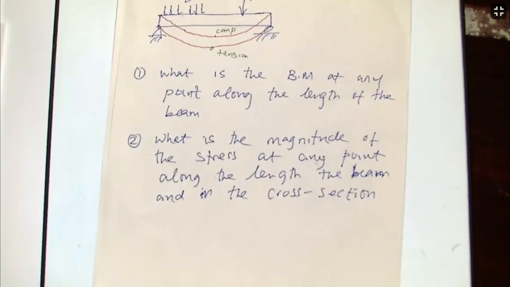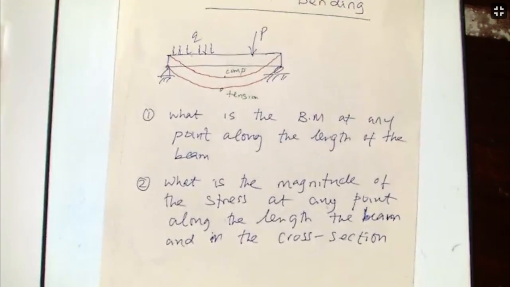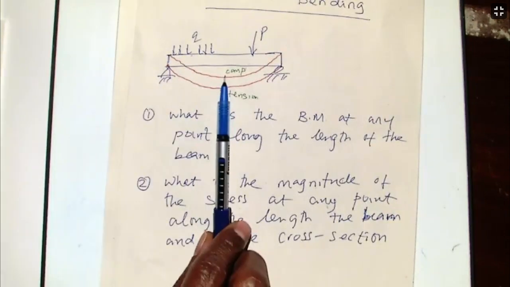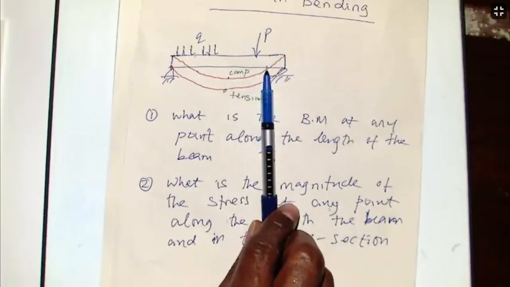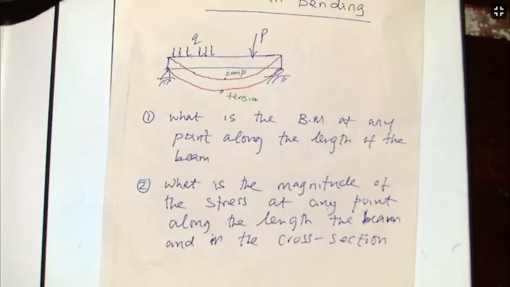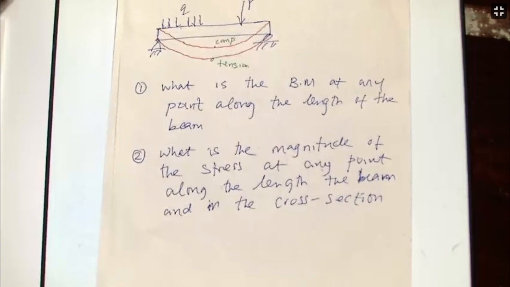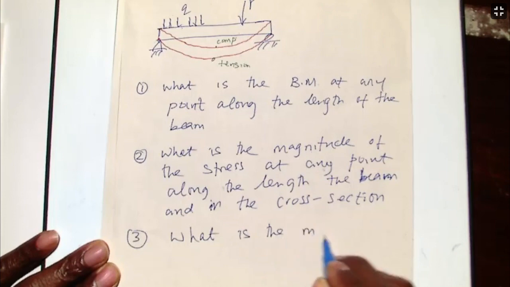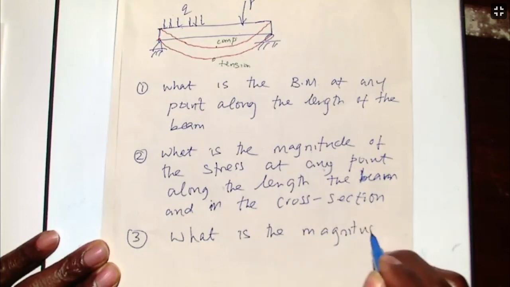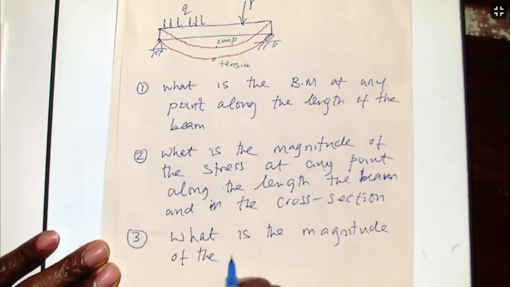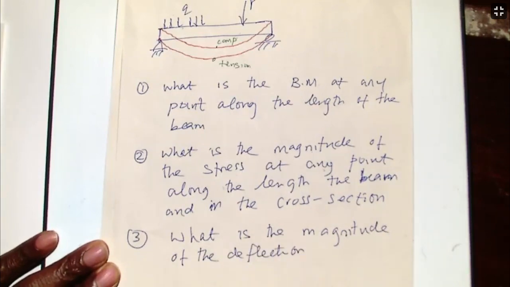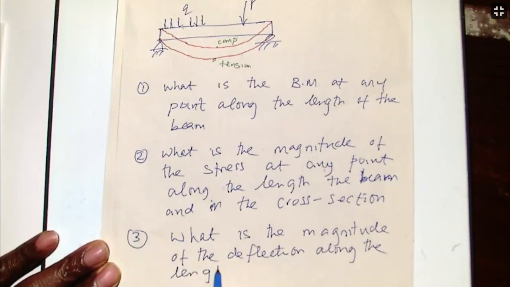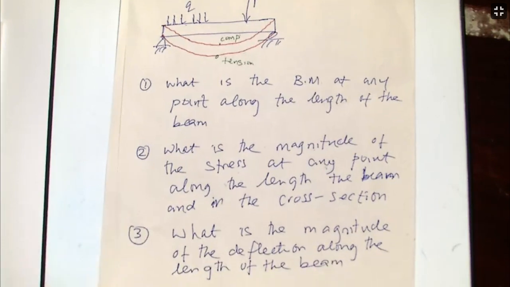We know the beam has deformed, so from that rough shape, we know that the magnitude of the deflection, for example, there is greater than the deflection at that location. We also want to find what is the magnitude of the deflection along the length of the beam. And those are the three main questions.